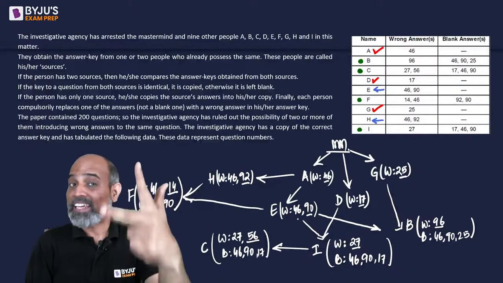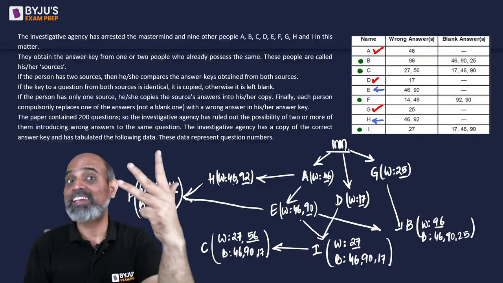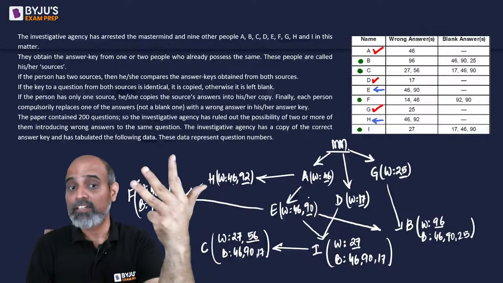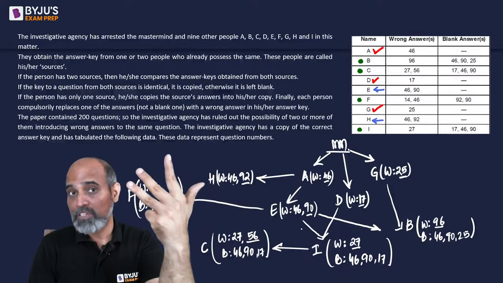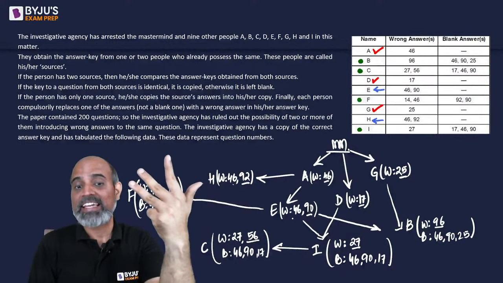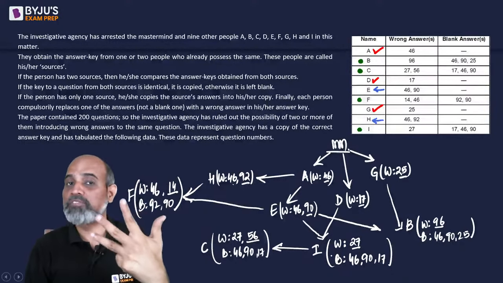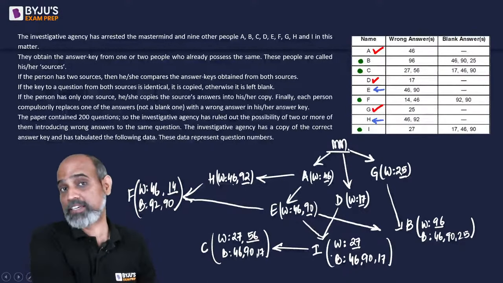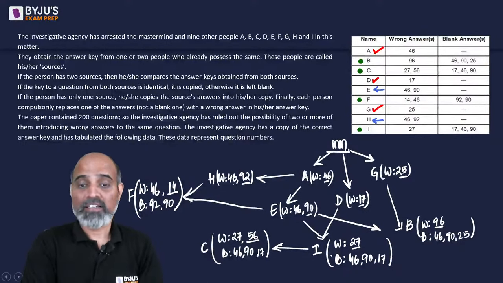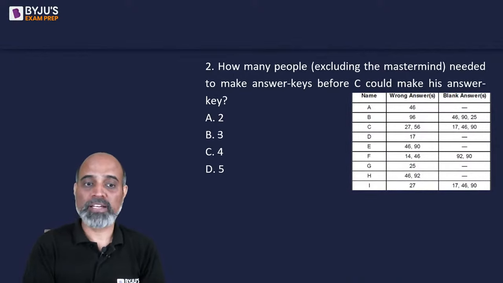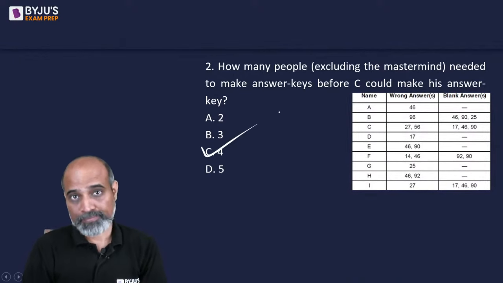In order for E to make the answer key, now A needs to have his answer key ready, because he is the only boss. So if A, D, E and I, these 4 people, make their answer key, then only C will be able to generate his answer key. We are not allowed to include the mastermind, so the answer is going to be 4.